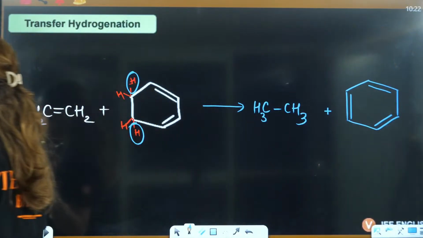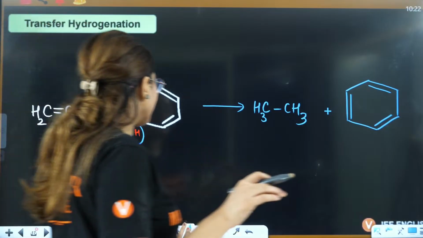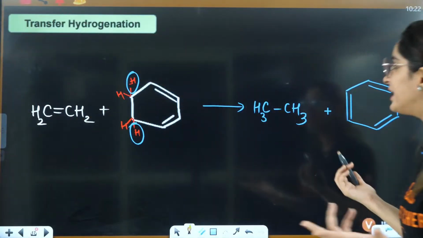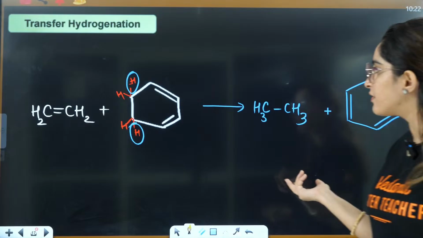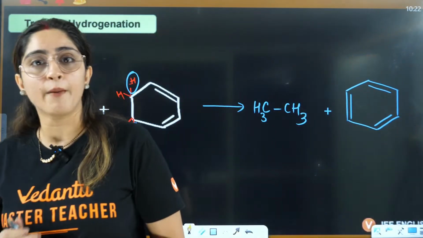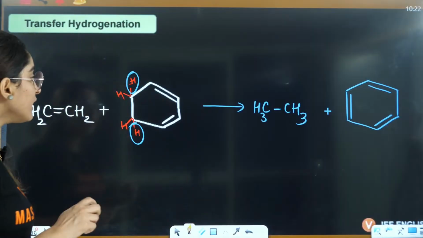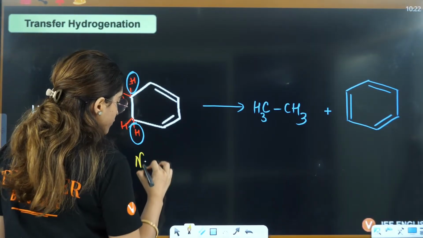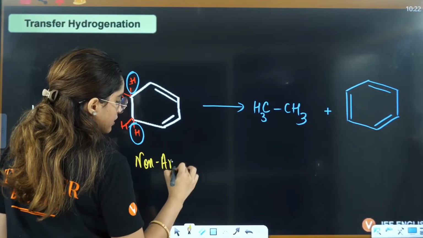Tell me, guys. Now you will think, ma'am, what is the need? You're just saying that this reaction will happen without any reagent. Without anything, this reaction will happen. Yes. Why? Because this is a non-aromatic compound, if you see.